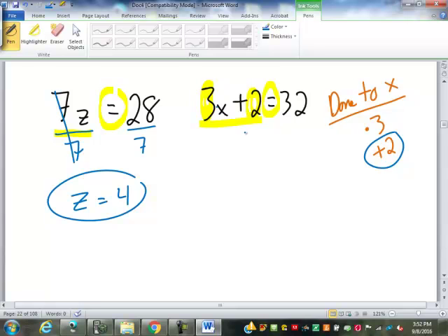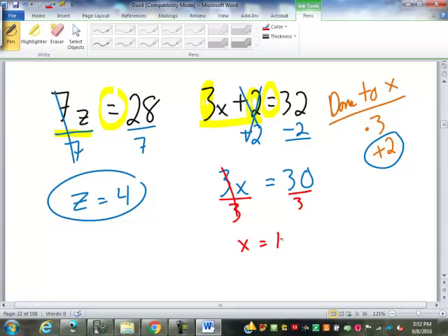It was added, so we're going to take it off by subtracting it. That's gone, leaving us with 3x. We have to make sure we subtract it from the other side as well. 32 minus 2 is 30. Now we just have to get rid of the 3. The 3 is multiplied, so we will divide by 3. Again, making sure we divide the other side by 3. 30 divided by 3 is 10. So we get x equals 10.